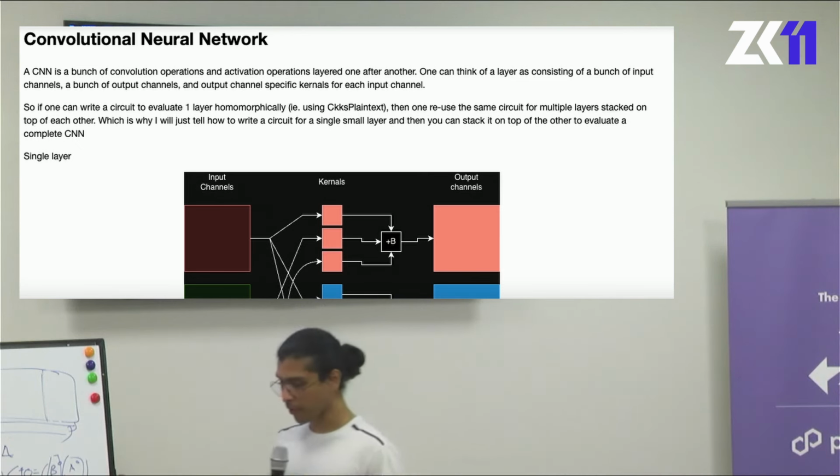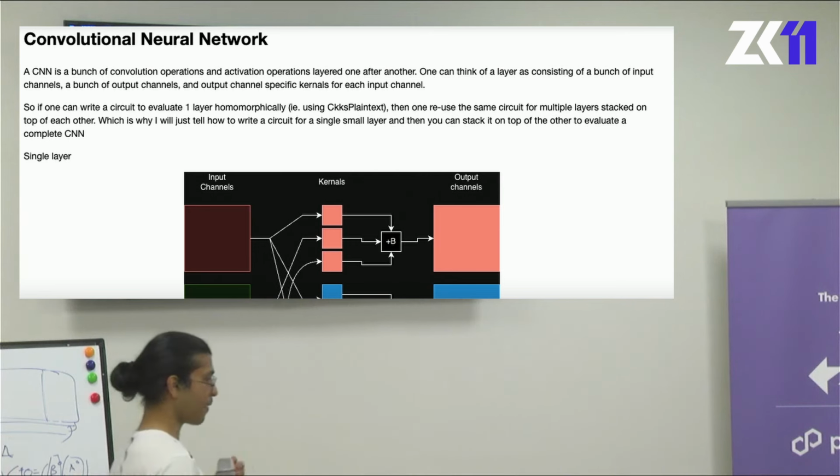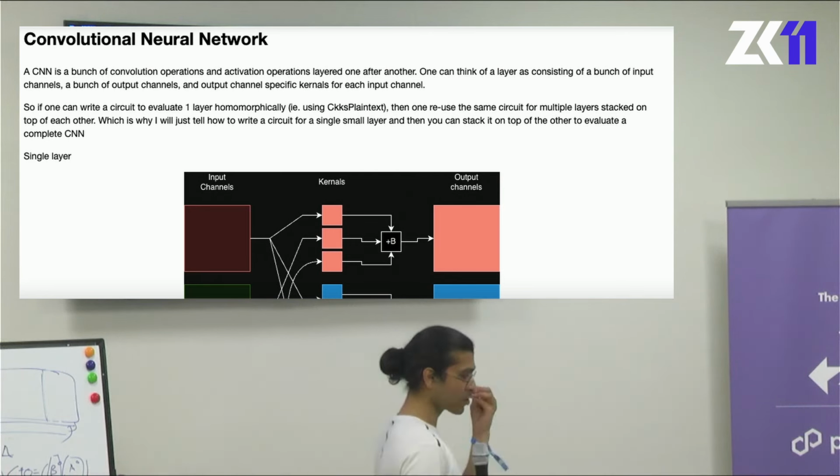So what we are going to do today is evaluate a CNN model with encrypted user inputs instead of having user inputs as plain text. And I'm going to show you how to evaluate this single convolution layer.